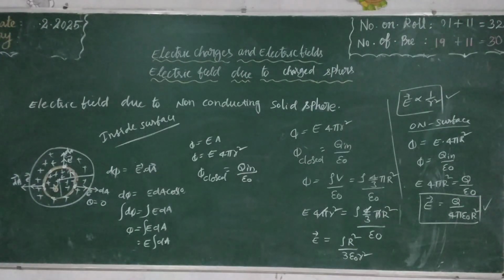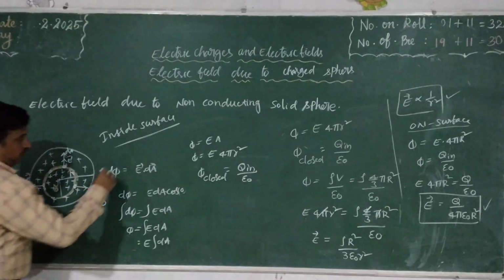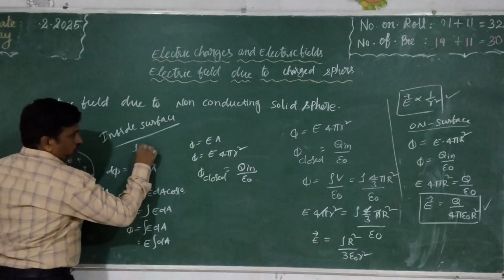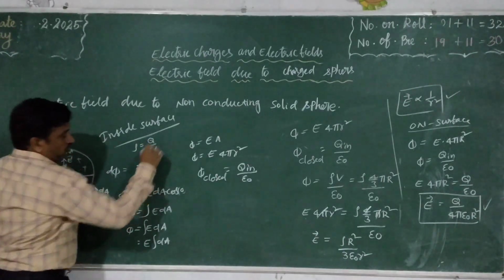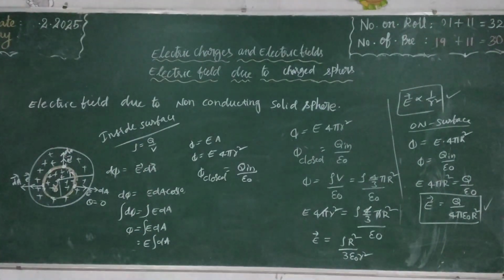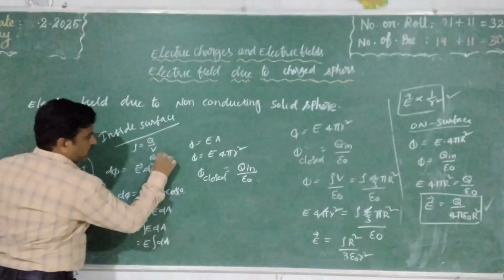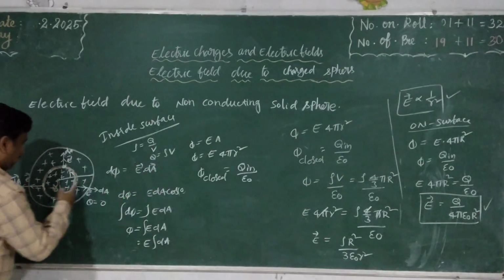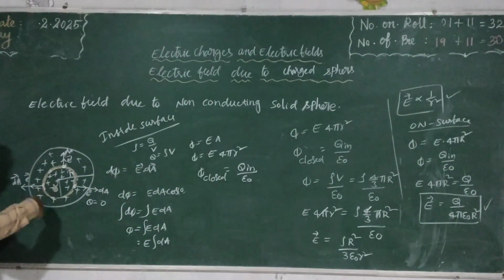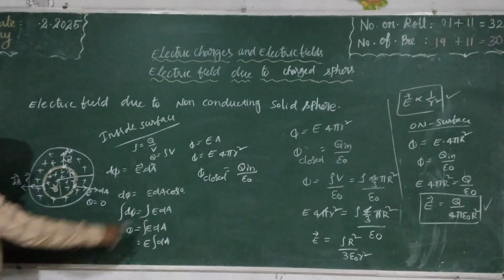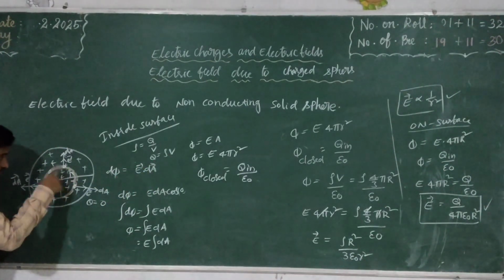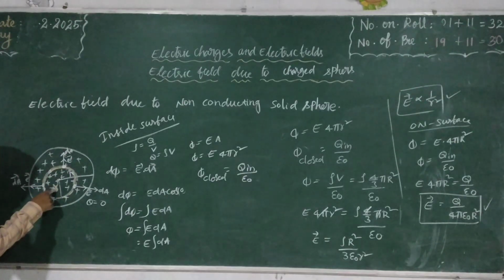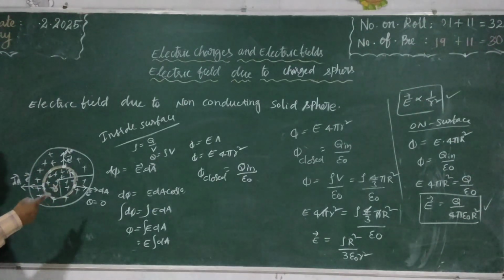For that, ρ equals charge per unit volume. So charge equals ρV, where ρ is the volume charge density and V is the volume of the sphere. What is the volume of the sphere at this smaller distance r? The volume is 4 by 3 π r³.